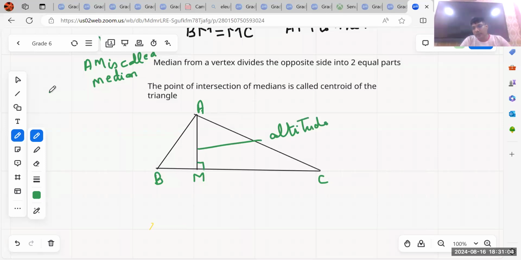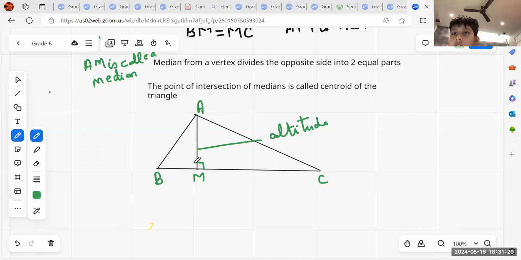Understood, guys? Sir, no. So what do you mean by altitude? Beta, first of all, a line will be drawn from the opposite vertex. Tell me, which vertex is opposite to BC? The opposite vertex of BC is A. Now when you draw a perpendicular from A to BC, which intersects at 90 degrees, if this AM is a perpendicular from A, it is called its altitude. We can also call it the height of the triangle.